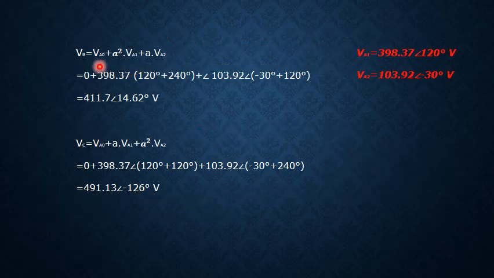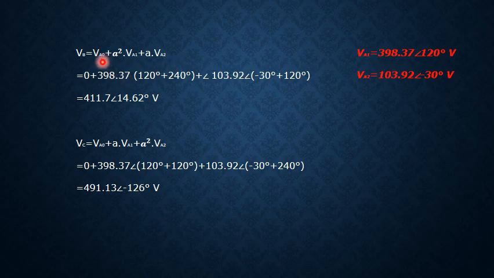Okay, now similarly let us find Vb. So Vb is equal to what? We already know this equation, right? Vb is equal to Va0 plus a squared into Va1 plus a into Va2. Now substitute the values of the respective line voltages. Be careful, here we are going to substitute line voltage, not phase voltage. Va0 represents zero sequence, Va1 positive, Va2 negative. Now we obtained these values, right?